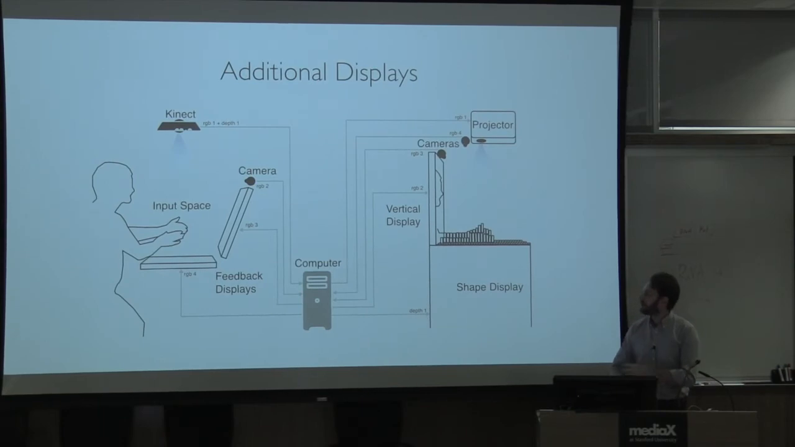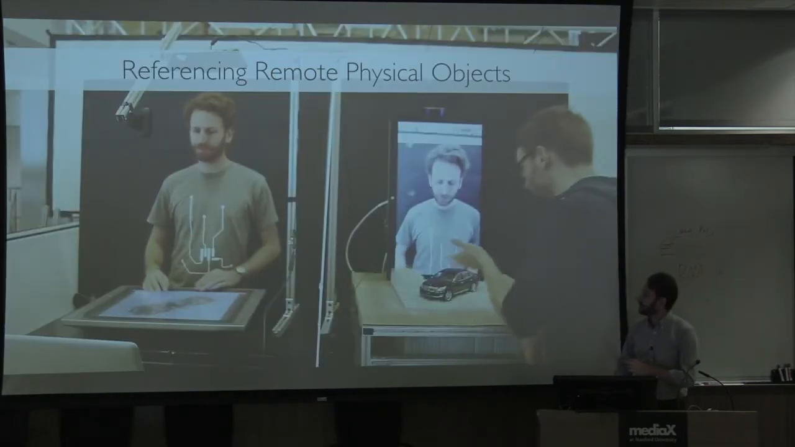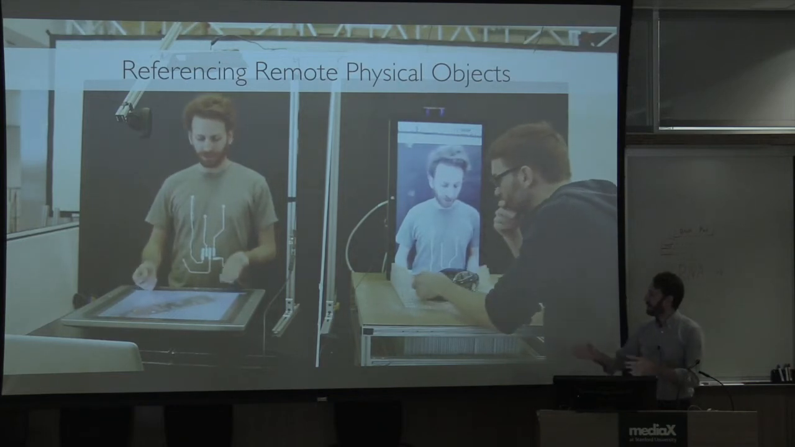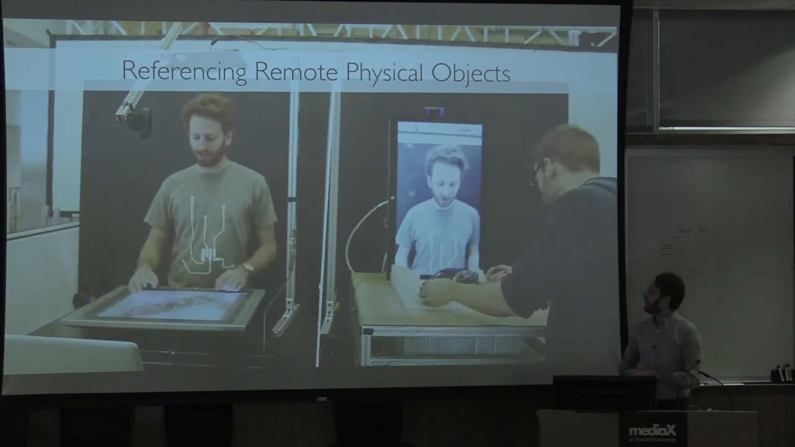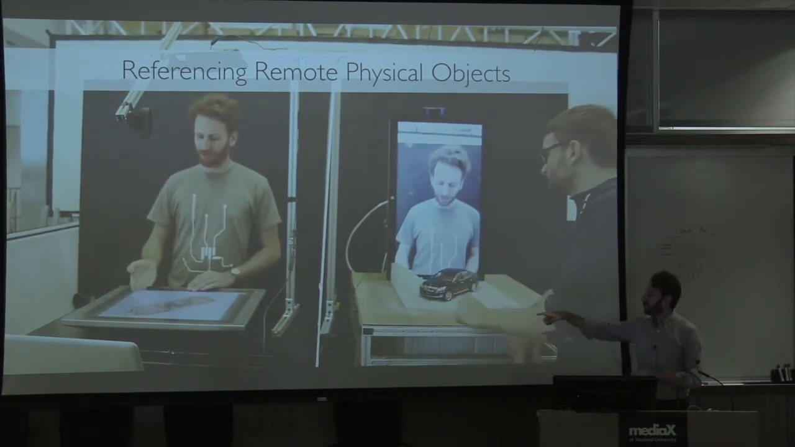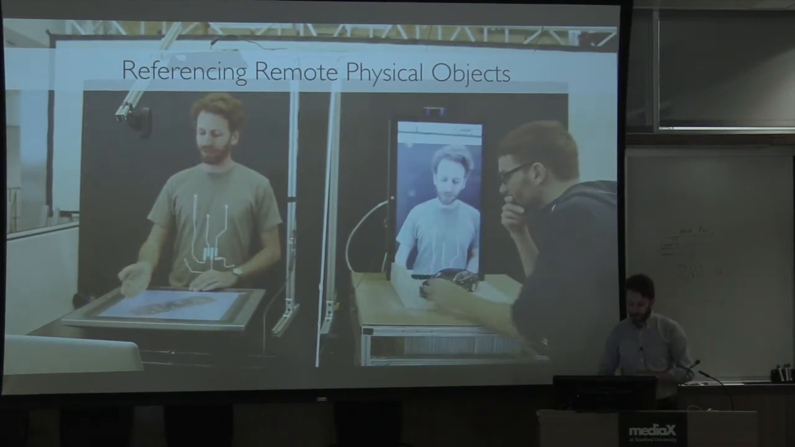And on the remote side, we could have this asymmetric setup where we could have two shape displays, or we could have on one side some touch screen which could then also be used to interact. So for example, here I'm on one side and I have this touch screen view, and on the other side is my collaborator Daniel, and he can reference things and I can see that as well.